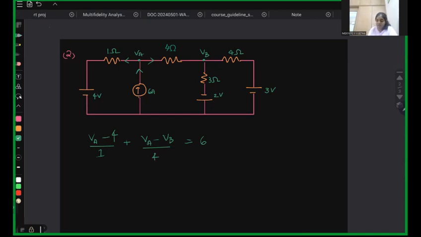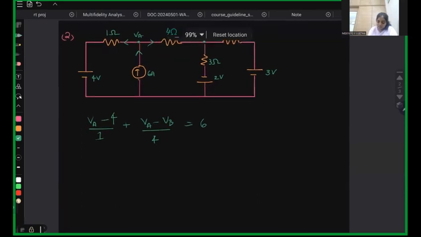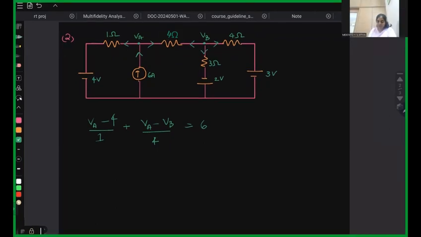The second equation is dependent on VB. Assuming VB is at higher potential, the current flows from VB to the other branches, like this. So we can write VB minus VA by 2 plus VB plus 2 by 3. As this is at higher potential and this is at lower potential, we'll be adding them. And next is VB minus 3 by 4 equals 0. These are the two equations which we got.